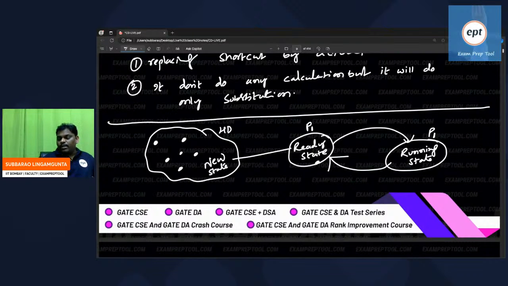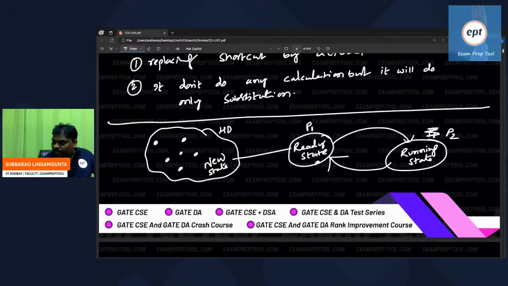P1 is initially waiting in the ready state. Now the CPU says that it is free. Hello P1, you can come. P1 came, and P1 is running on the CPU. Unfortunately, a higher priority process came, so P1 is replaced by P2. Now P1 will go back to the ready state.